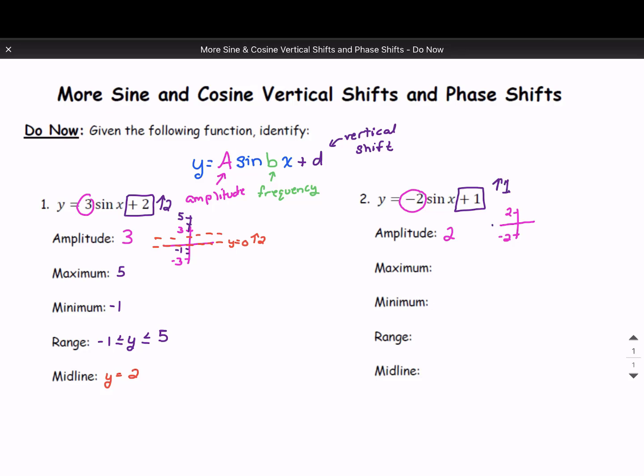Now, if it shifts our graph up 1, it's also going to shift our midline from y equals 0 up 1 to y equals 1. It's also going to take this maximum of 2, move it up 1 to 3, and our minimum of negative 2, move it up 1 to negative 1. So our range is now from negative 1 less than or equal to y, less than or equal to 3. And there we go, guys. There's your do now.